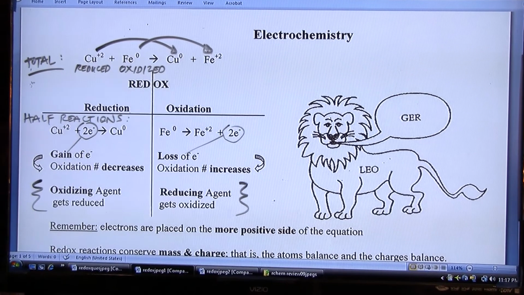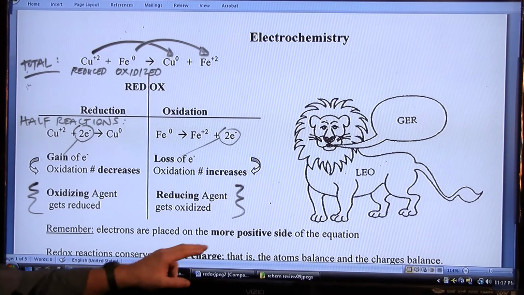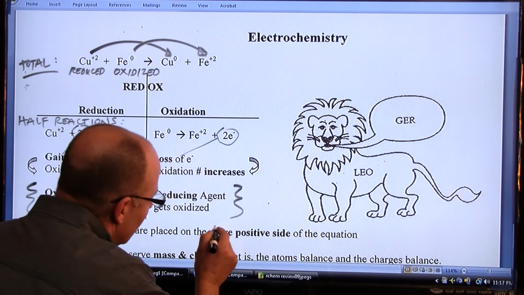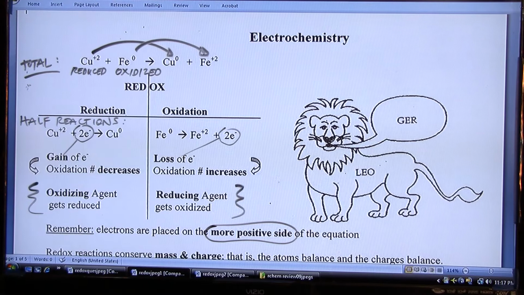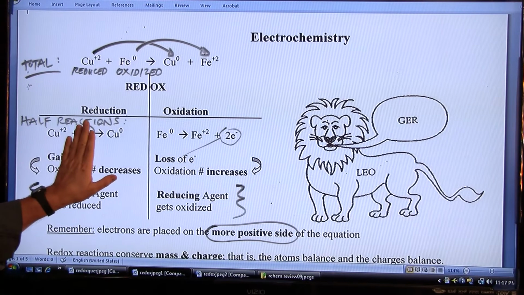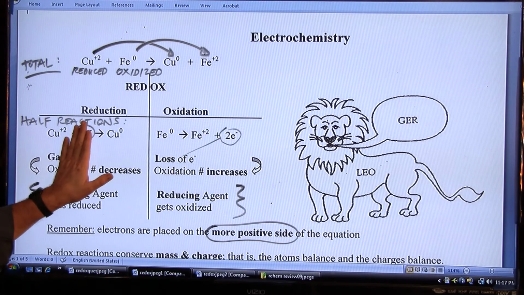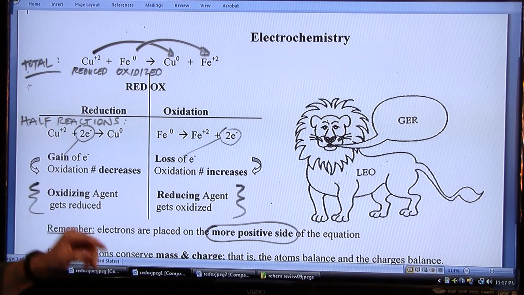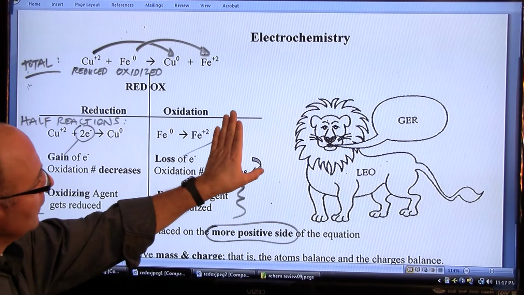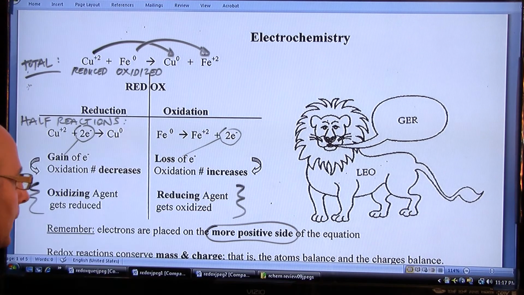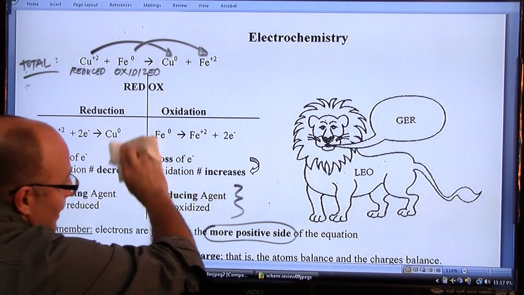Now remember, in case you're stuck on where to place the electrons, electrons are placed on the more positive side of the equation. So what I mean by that is, without the electrons, you'd have in the first half reaction here a plus 2 and a 0. The more positive side is the plus 2 side. And the same applies here. You'd have a 0 and a plus 2. The more positive side is the plus 2 side. All right? Leo the lion says grr.